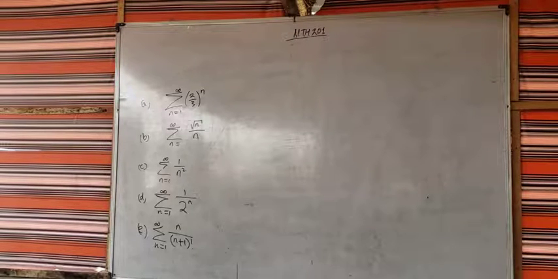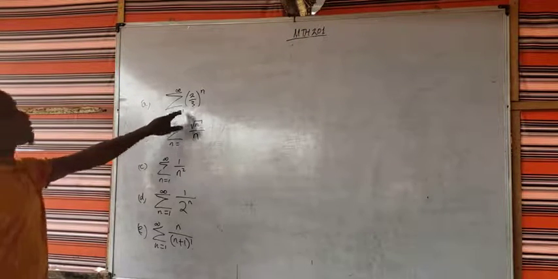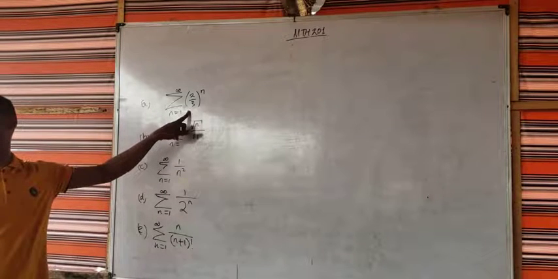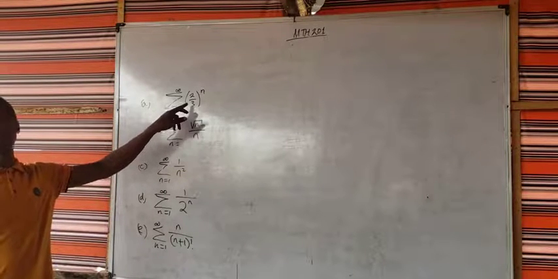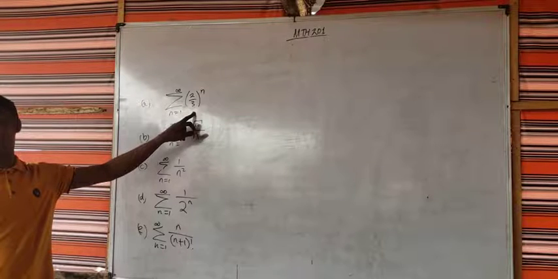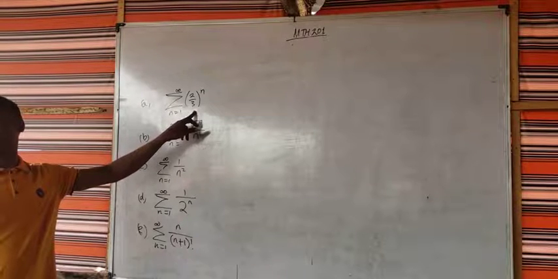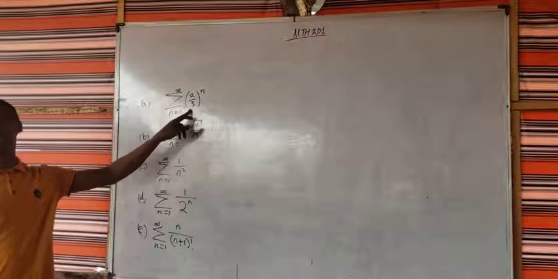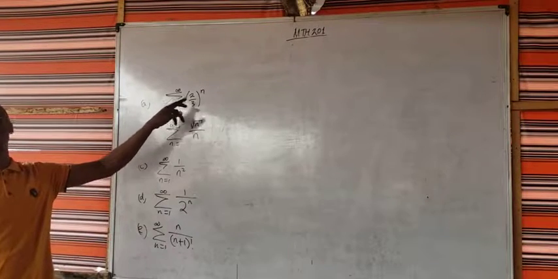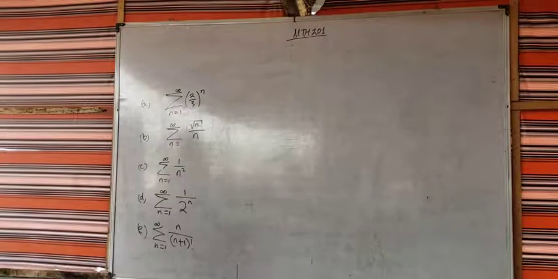Look at the board. You can see this is a geometric series, with r equal to 2 over 3. Do you understand what I just said? This is a geometric series with a equal to 1 and r equal to 2 over 3. Since the modulus of r is less than 1, it is convergent. Do you understand that? Then move on.